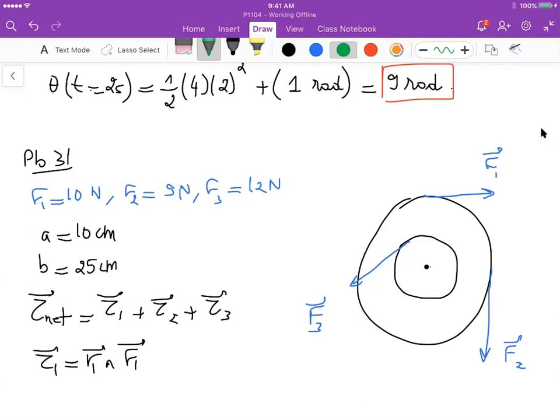This is the center of rotation, the center located here, and the vector F1 is applied at this point. So if we draw a vector from the axis of rotation toward F1, this is R1. Since F1 is tangent to the circle, F1 is perpendicular to R1, and so this is equal to R1, which is 25 centimeters, so 0.25, multiplied by the force F1, which is 10 newtons.